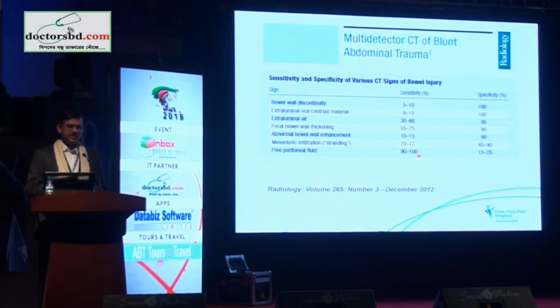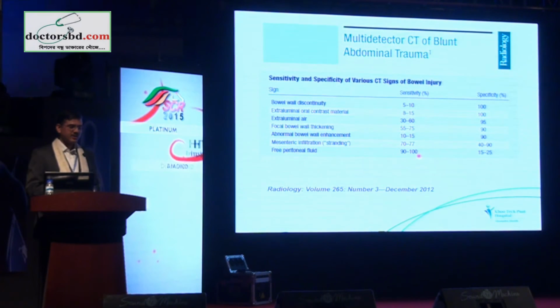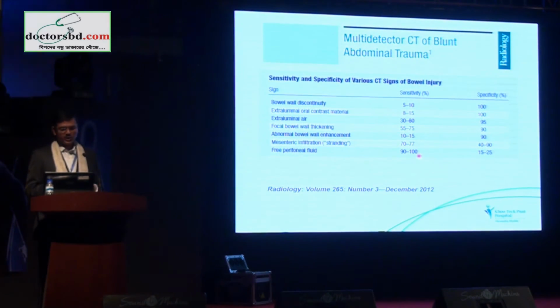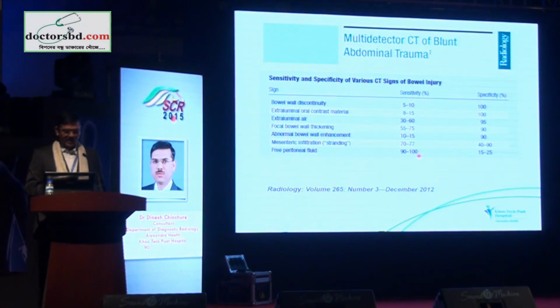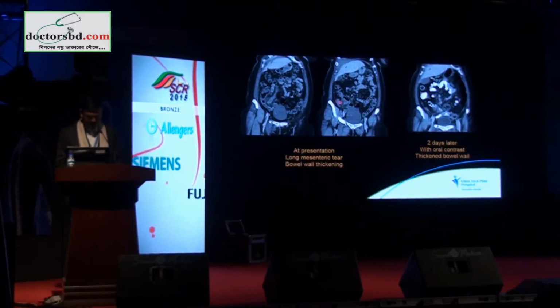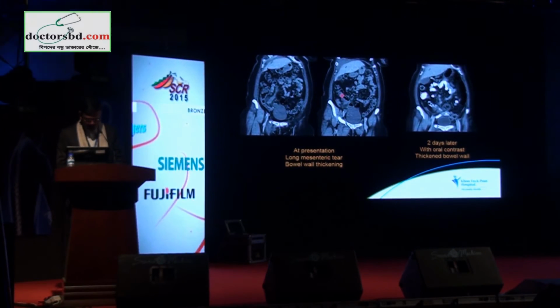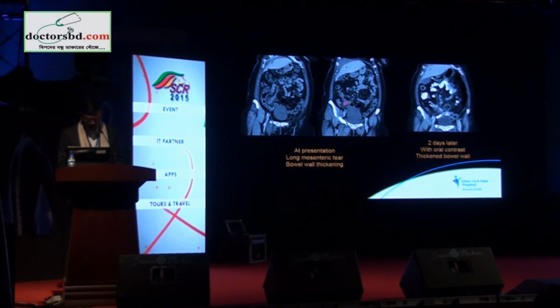As you have noticed, this is not really a straightforward diagnosis, just like a splenic injury or liver laceration or kidney injury. We have different signs and then we have to make sense out of them. So we should know the sensitivity and specificity of these various signs. One which occurs commonly may not be so specific, but the ones which do not occur very commonly, like a mesenteric tear. You can see here, this is a huge mesenteric tear, and there is bowel wall thickening.